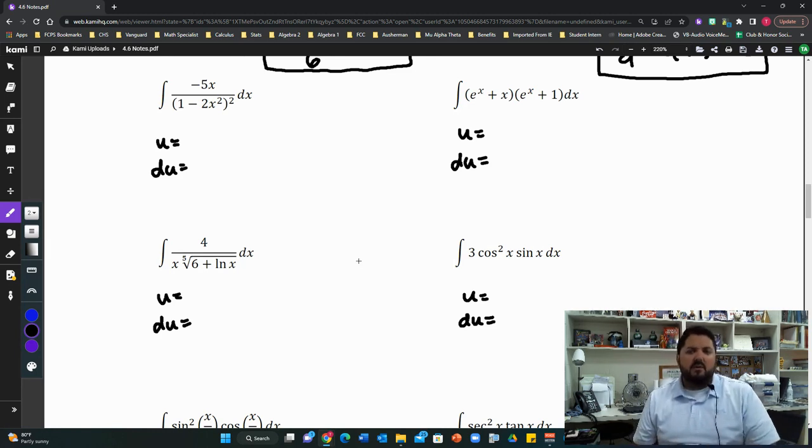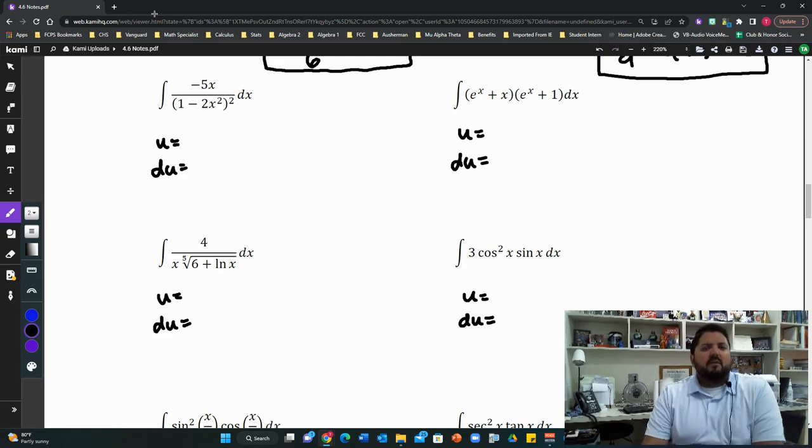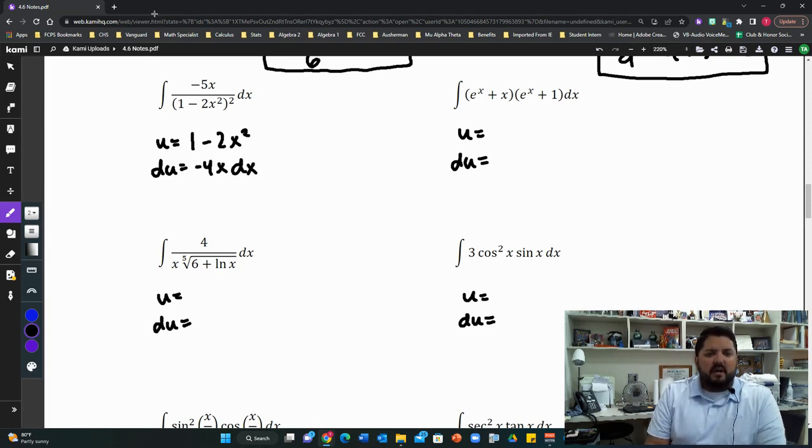Not all of these require us to fix something, but some of them do. All right, so for the next one, I've got negative 5x over the quantity 1 minus 2x squared, quantity squared dx. So again, natural insides, parentheses with powers on the outside makes the most sense. 1 minus 2x squared, that derivative would be negative 4x dx.